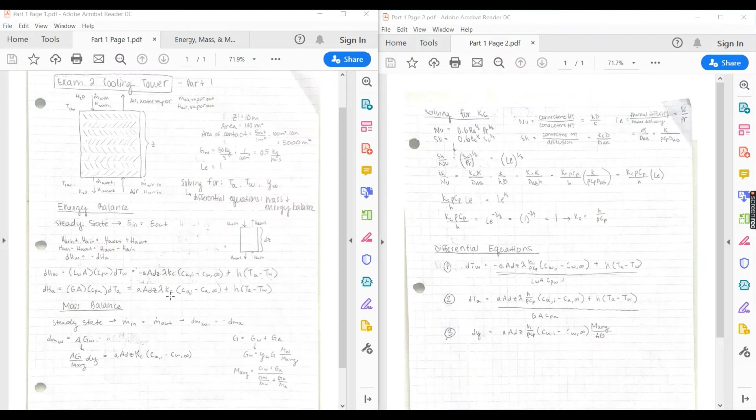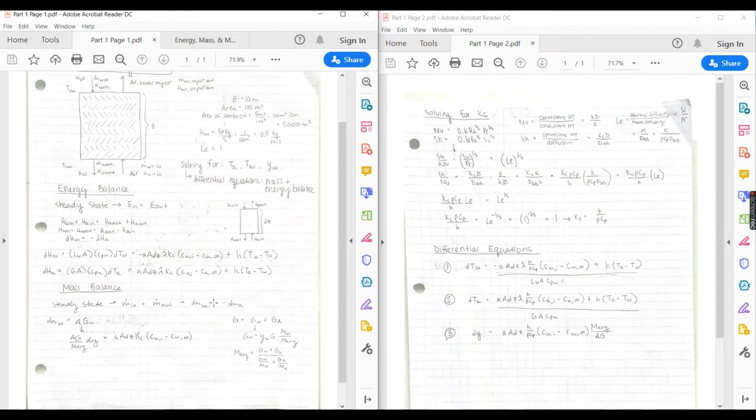vaporization times the mass transfer coefficient times the difference in concentration of air between the interface and the bulk flow. So we have the contact area times specific heat of vaporization times the molar flux of the air. And that is for heat transfer from vaporization of water. And then the second term is the heat transfer resulting from convective heat transfer between the air and the water, I think.